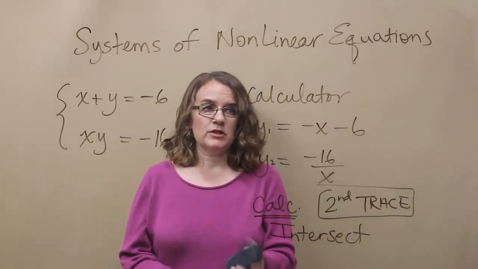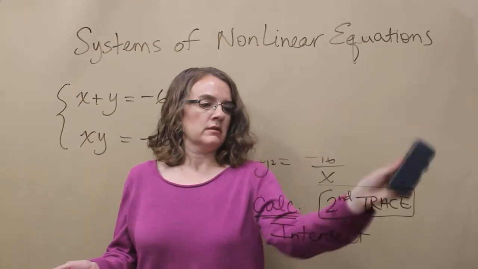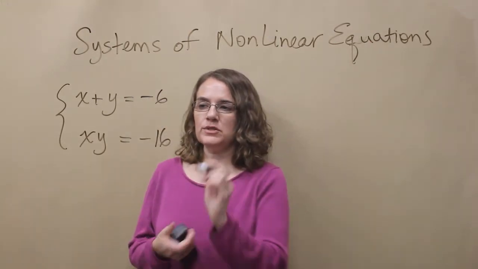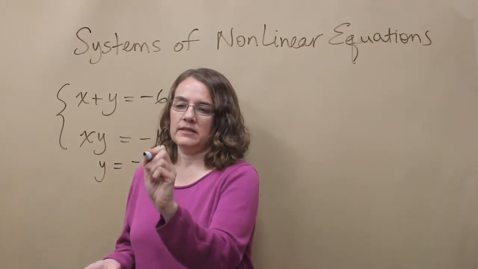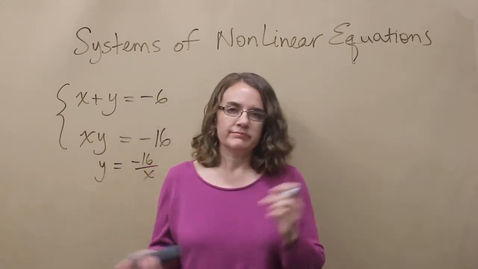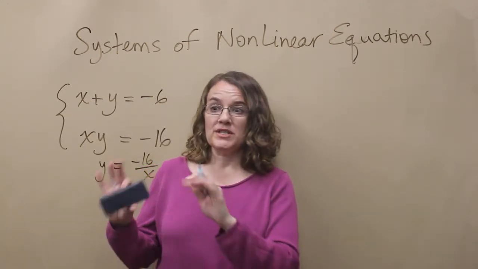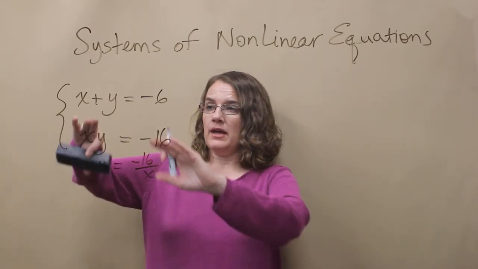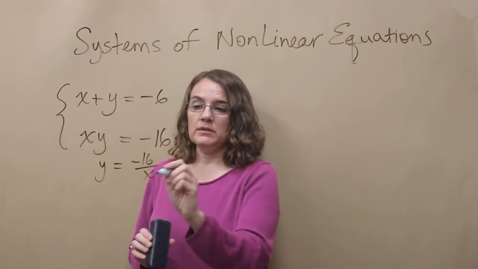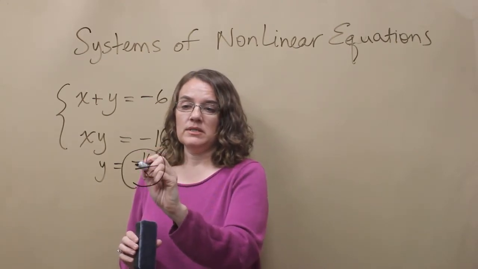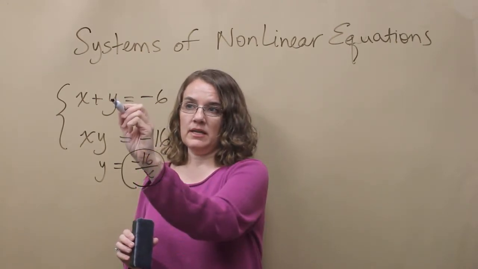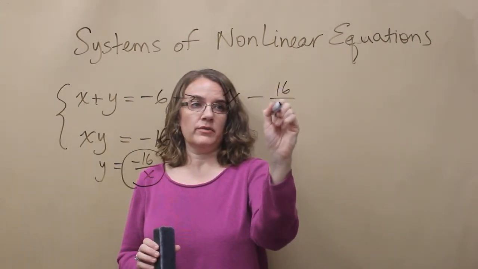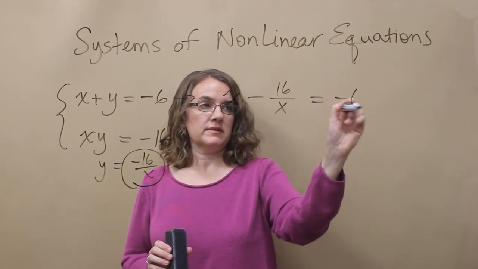Here I'm going to do it algebraically. So algebraically, I still do need to have y is negative 16 over x. That I can't go away from. What you see on your screen if you've graphed it is a rational equation and a line. I'm going to substitute negative 16 over x in here. So I'll have x minus 16 over x is equal to negative 6.